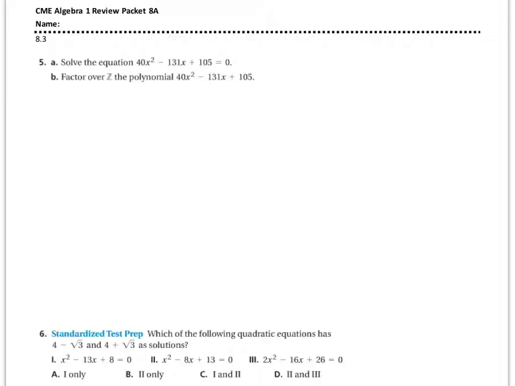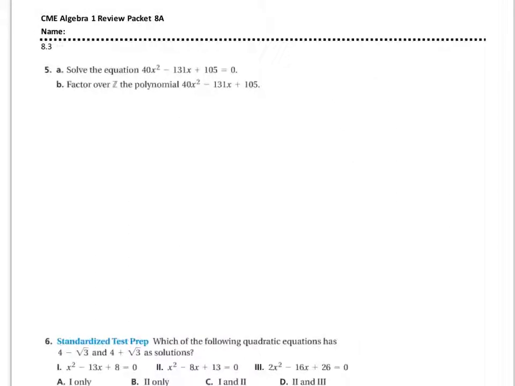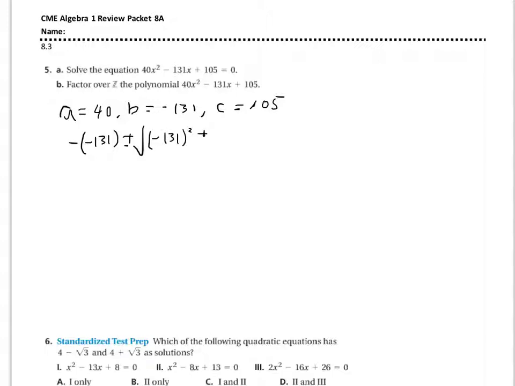So we have a equals 40, b equals negative 131, c equals 105. And plug the numbers in, so we have negative b, which is negative 131, plus or minus the square root of b squared, which is negative 131 to the second power, minus 4 times a, which is 40, times c, which is 105.